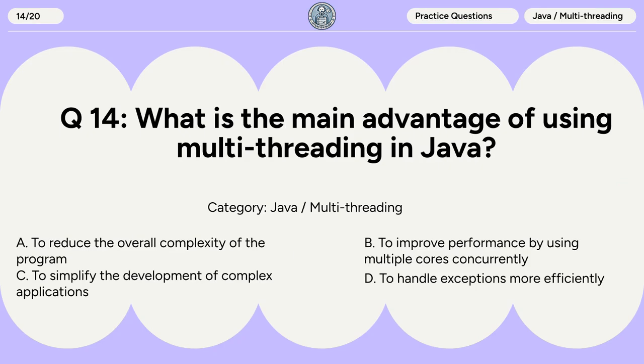Question 14. What is the main advantage of using multi-threading in Java? A. To reduce the overall complexity of the program. B. To improve performance by using multiple cores concurrently. C. To simplify the development of complex applications. D. To handle exceptions more efficiently.